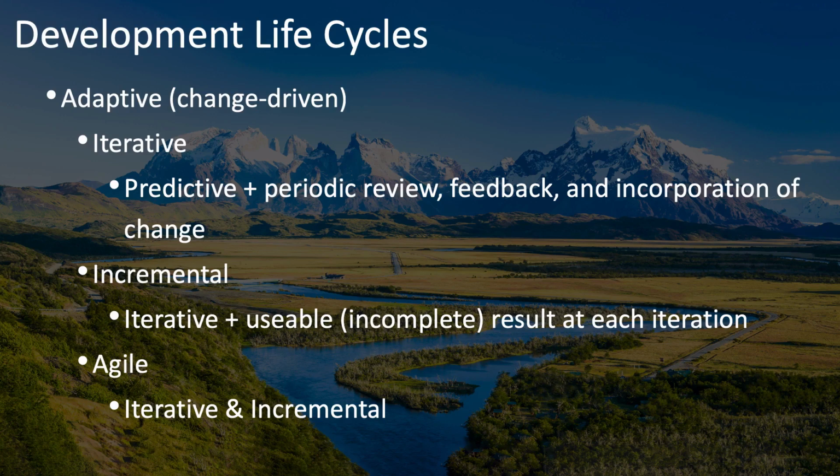The incremental life cycle is iterative in the sense that it generally has fixed time frames, and at the end of each of those fixed time frames or iterations, there is a usable result. It will be incomplete, of course, but the idea is that there's something of value that can actually be used at the end of each iteration. And finally, agile approaches are categorized as both iterative and incremental.